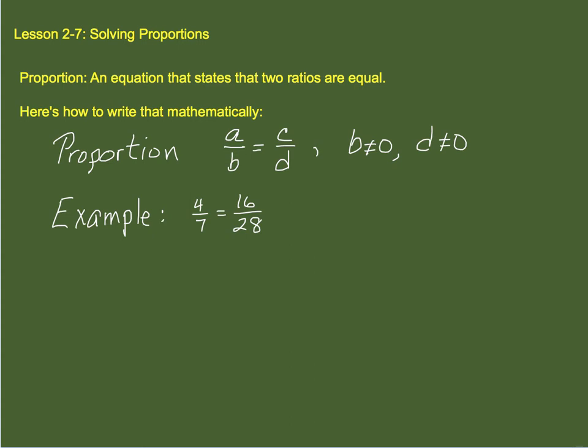To write the same thing mathematically, we would write that a proportion is an equation a over b equals c over d, where b and d are not equal to 0.